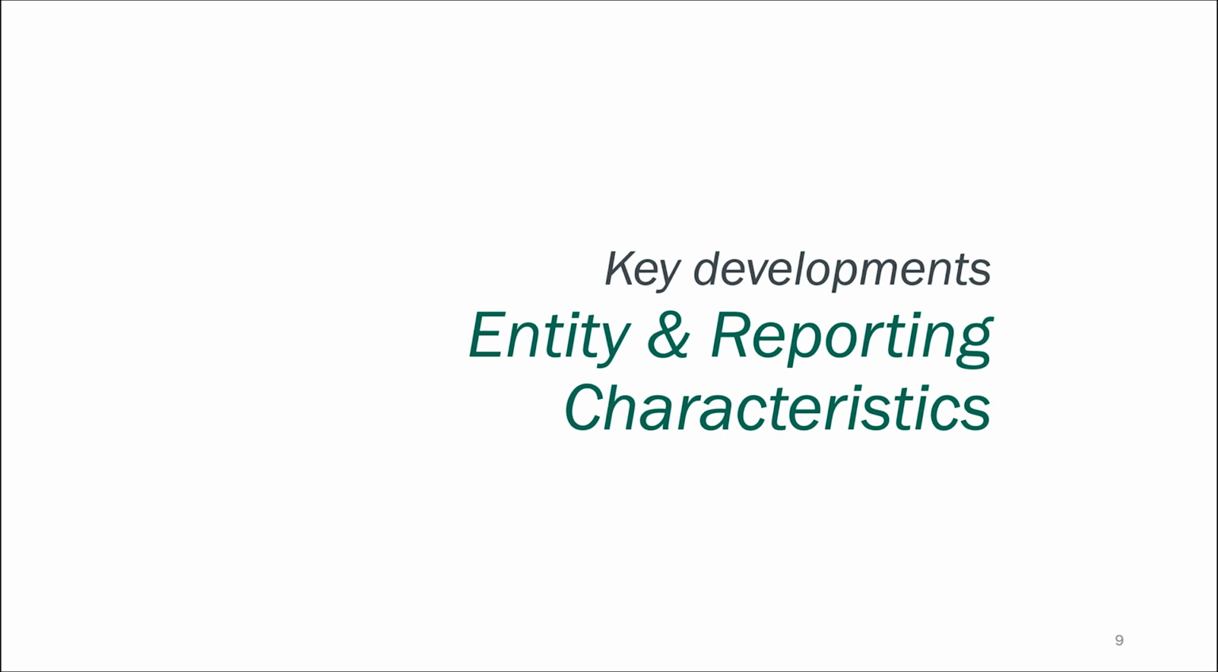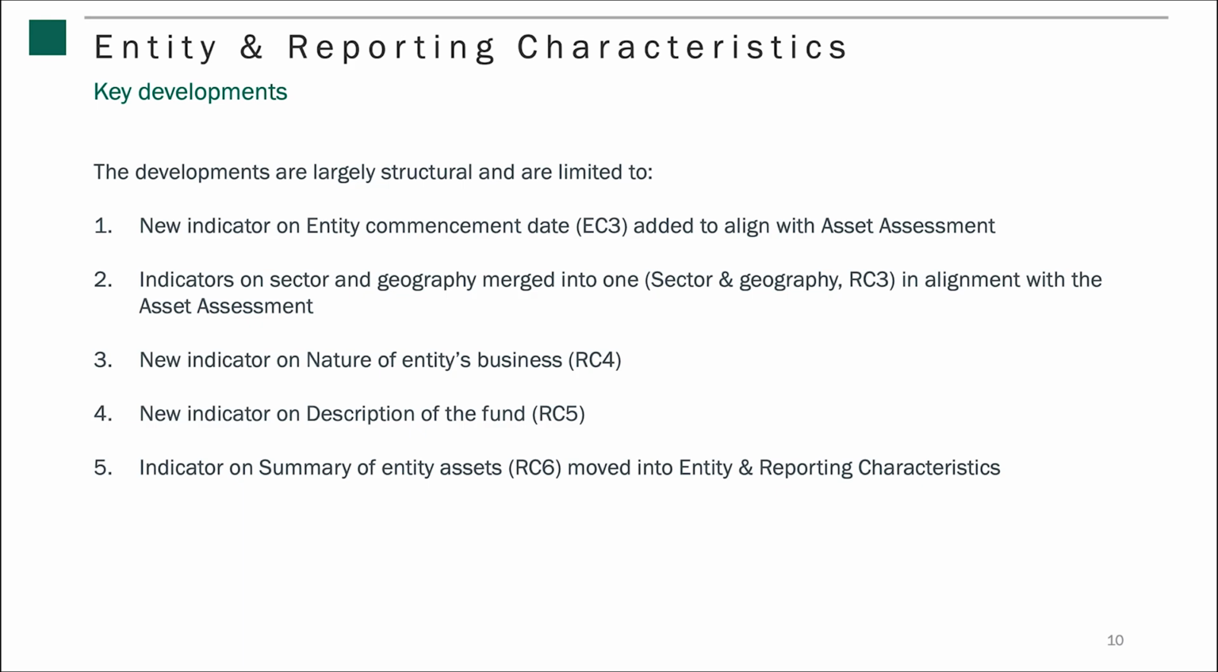We'll now review the changes to the entity and reporting characteristics. New indicators were added to align with the management component in the infrastructure asset assessment, such as a new indicator on the entity's commencement date, an indicator on the nature of the entity's business, and a new indicator on a description of the fund. Two indicators on sector and geography were merged into one. The new indicator is called Sector and Geography. Finally, the indicator on summary of entity assets has been moved into entity and reporting characteristics.